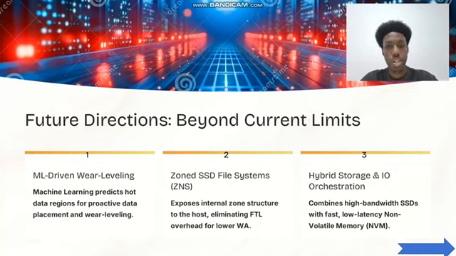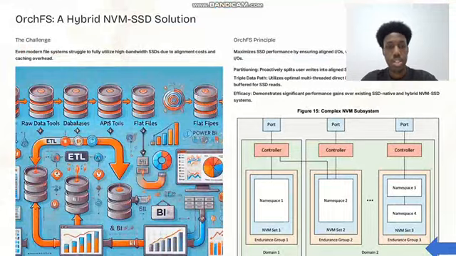Future directions beyond current limits. ML-driven FTL: machine learning predicts hot data regions for proactive data placement and wear leveling. Zoned SSD file system, ZNS, exposes the internal zone structure to the host, eliminating FTL overhead for lower WA. Hybrid storage I/O orchestration combines high-bandwidth SSDs with fast, low-latency non-volatile memory (NVM). And this is the last part of our presentation: the hybrid NVM-SSD solution.